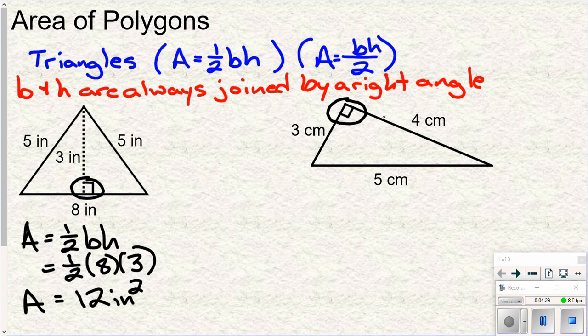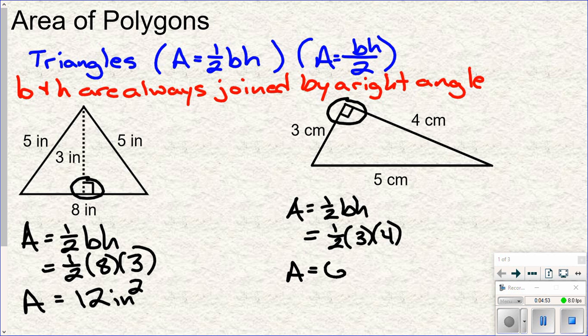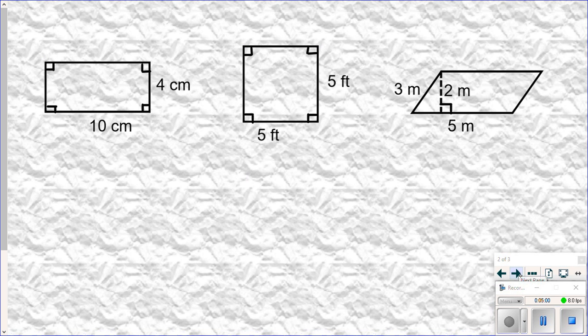So in this case, you have 3 and 4. And so the area is 1/2 times the base times the height. So 1/2 times 3 times 4. And again, it doesn't matter which one you call the base and which one you call the height, because you're just going to multiply them together. So now we do 3 times 4 is 12. Take half of that, divide it by 2, and you get 6. So the area is 6 square centimeters. All right, let's move on to the next shape.